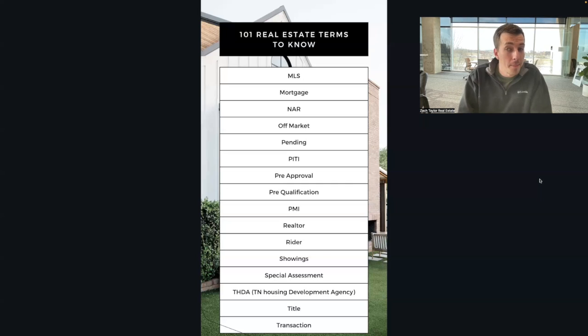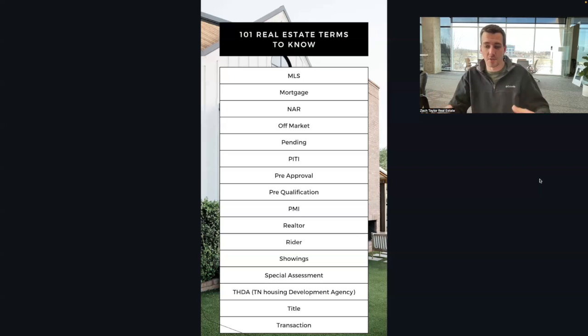Title. So it could be a title company. This helps transfer the property from the seller to the buyer on the day of closing. Or in other states, it's an attorney, but here in Tennessee, a lot of people use a title company. So that's title. Or to say the seller has title to the property, that means they own it. Transaction. So if I say I've done 20 transactions this year, that means I've done 20 sides, or I've helped 20 people close on a home.